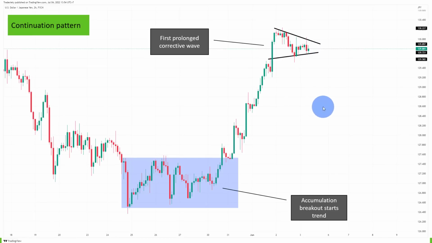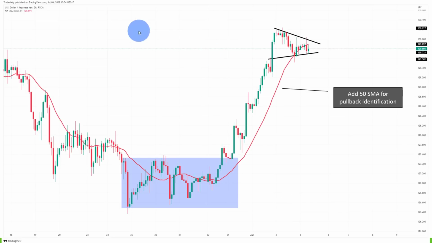Are we going to see a breakout below to the downside that would indicate a reversal, or do we see a continuation to the upside? We can add also a moving average. So here I am using the 50 SMA, the red line. You can also use the EMA, doesn't make a huge difference.